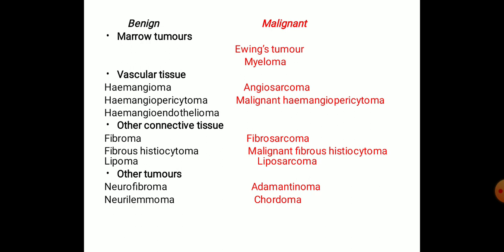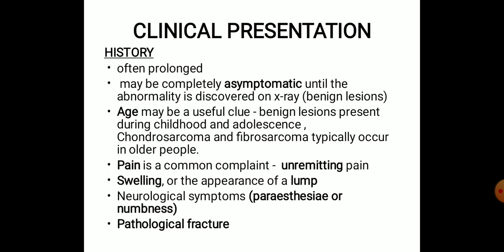And we have some other tumors also. Those are fibroneuroma and neurilemmoma. So these two are benign ones which we can find in other tissues, mainly in the nervous tissue or in the nerves. The malignant ones are adamantinoma and chordoma. So these are the basic classification of how we can classify all the bone tumors according to the site of origin or according to the tissues which they consist of. So that's about the classification.